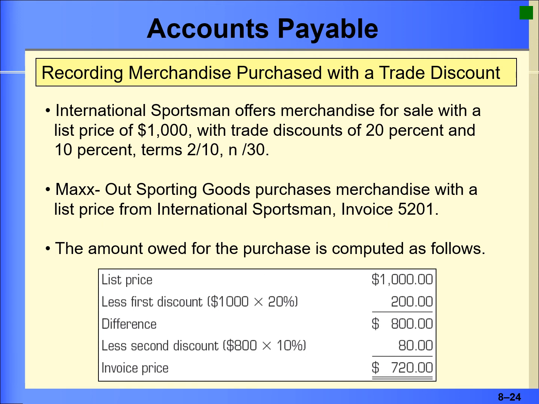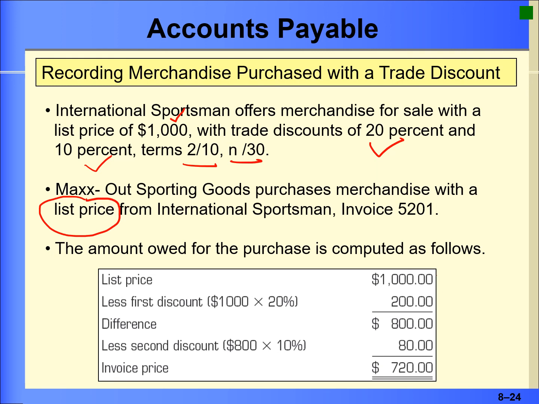So the way that works, let's just go through this example. There's a sale of merchandise with a list price of $1,000. There's trade discounts of 20% and 10%. Terms are 2/10, n/30. The sporting goods company purchases merchandise with a list price. So the list price, that's the number that we're going to start with. That's always your starting point.